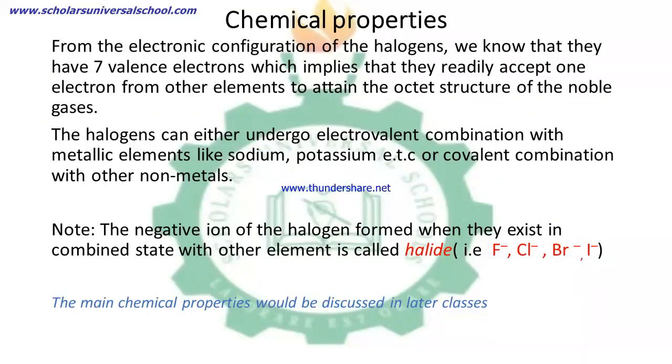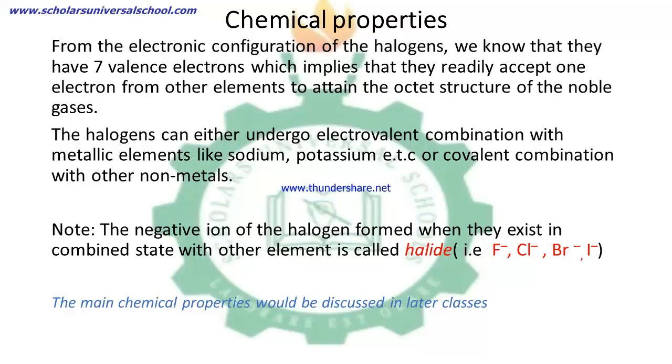Now to the chemical properties of halogens. From the electronic configuration, we know that they have 7 valence electrons in their outermost shell. That means they need only one electron to attain the octet structure of the noble gases. We all know that elements and atoms undergo chemical combination just to attain the octet structure of noble gases. Halogens can attain this octet structure by undergoing either electrovalent combination, which is the same thing as ionic combination, or covalent combination.